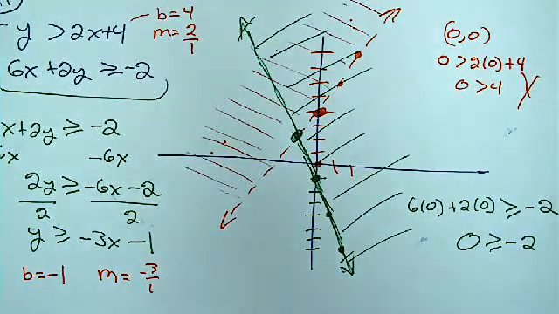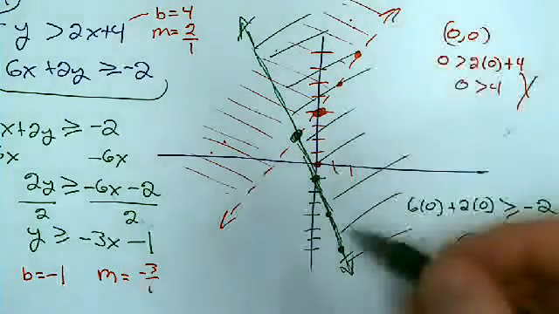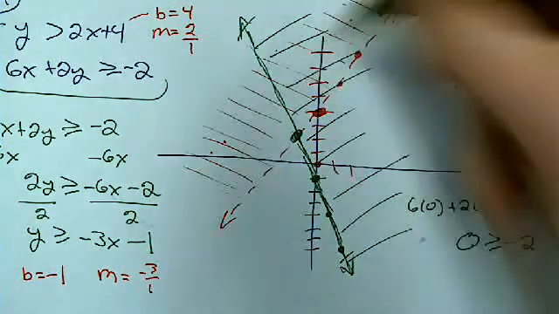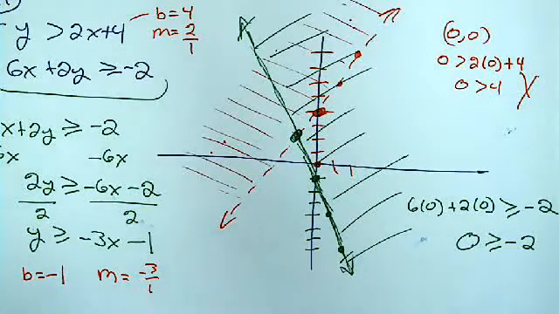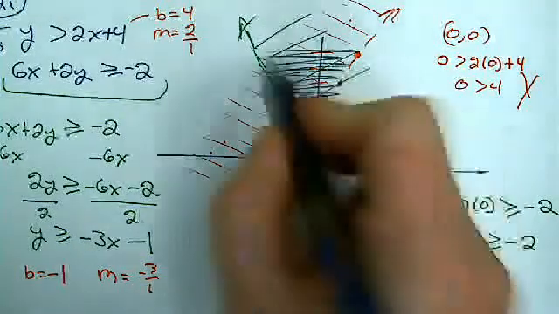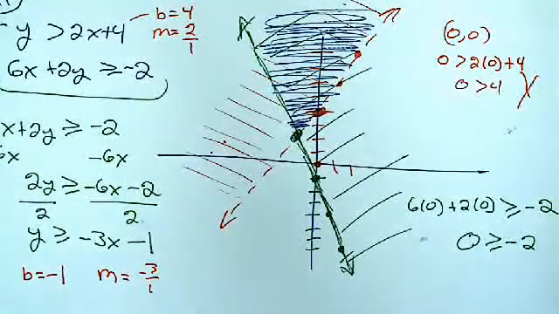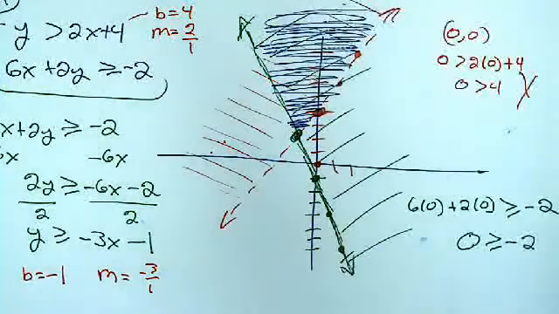In math class, 0 is greater than negative 2. So shade that side. And now I look for the overlap. And this overlap looks like it's right, this region right here. And that's my answer. This shaded region is really what I'm looking for.